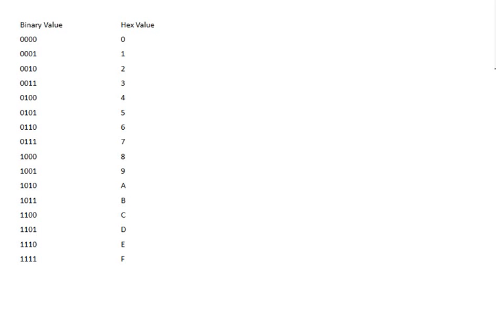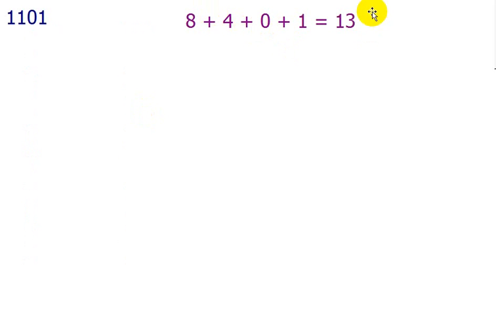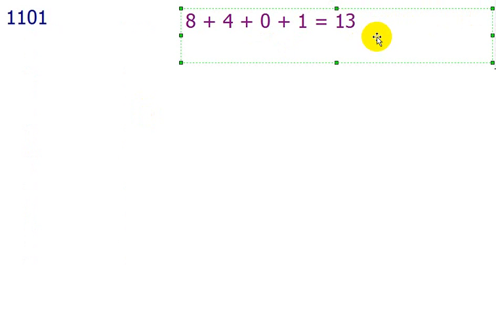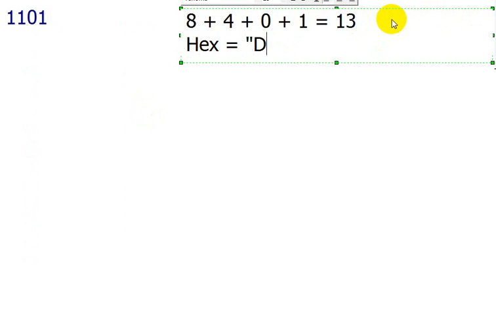So how do we represent binary as a hex? Well, 13 is represented as the letter D. So my hex number is hex equals D. It's not a text string, it's simply representing our conversion from binary to hexadecimal. But we're going to try a bigger number now.